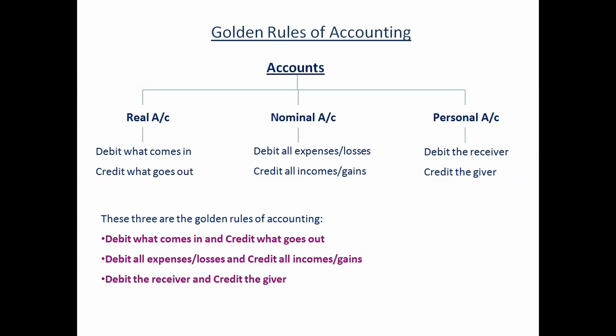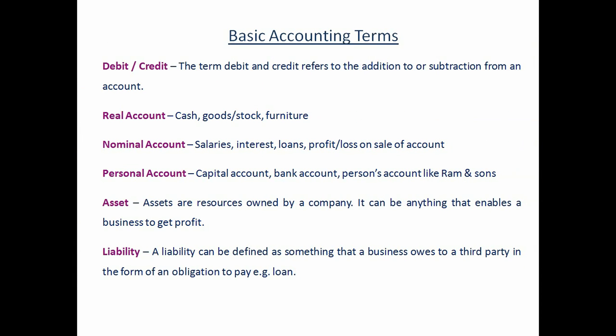If you learn these three golden rules of accounting by heart, then you will never face a problem in ascertaining which account is to be debited and which account is to be credited. So these are the golden rules of accounting. We'll summarize. First is debit what comes in and credit what goes out. Second is debit all expenses and losses and credit all incomes and gains. And third is debit the receiver and credit the giver. Now we'll discuss certain basic accounting terms starting with debit and credit.